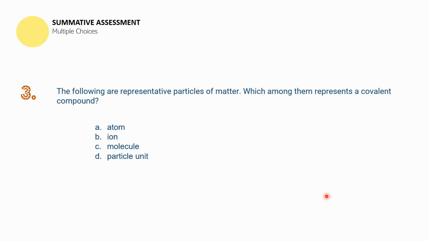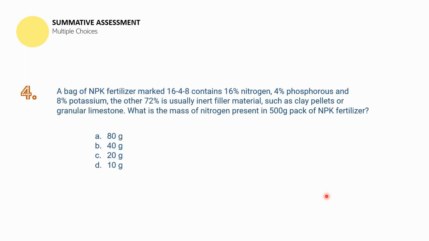If you have decided to continue, let us proceed with question number 4. A bag of NPK fertilizer marked 16-4-8 contains 16% nitrogen, 4% phosphorus, and 8% potassium. The other 72% is usually inert filler material such as clay pellets or granular limestone. What is the mass of nitrogen present in a 500-gram pack of NPK fertilizer? A, 80 grams, B, 40 grams, C, 20 grams, or D, 10 grams. Pause this video if you need to compute for it, and thus you need more time.